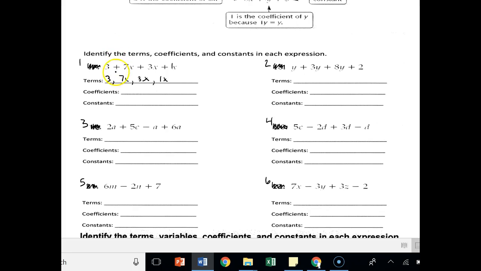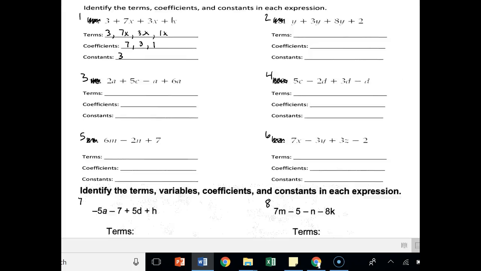The coefficients are just the numbers attached to variables. So 3 is not a coefficient, it's all by itself. But 7 is a coefficient. 3 for that x is a coefficient. And actually this invisible 1 that we wrote is also a coefficient. And then a constant is a number all by itself. And that would be 3. If I were you, I'd pause and try number 2.